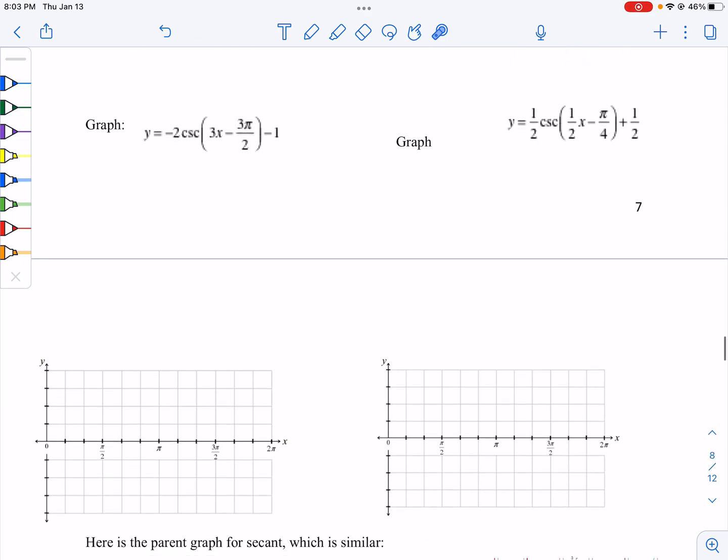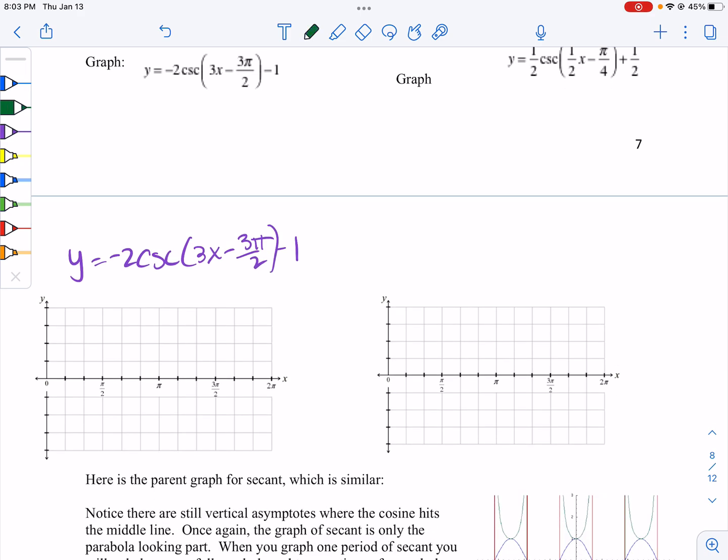So I'm going to rewrite this over here. Now remember that we need to factor out the 3 before I do anything. So I factor out my period change out of the horizontal or phase shift.